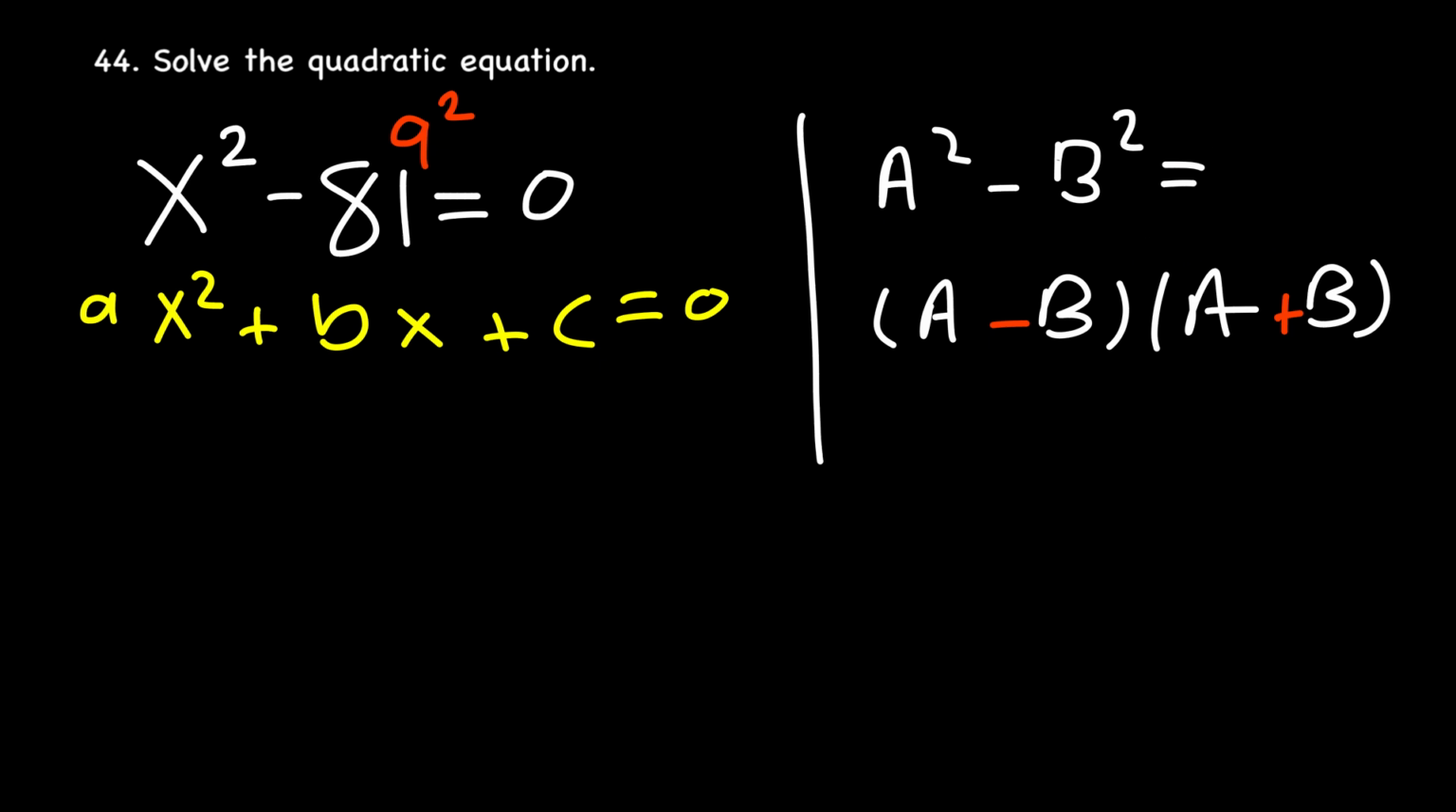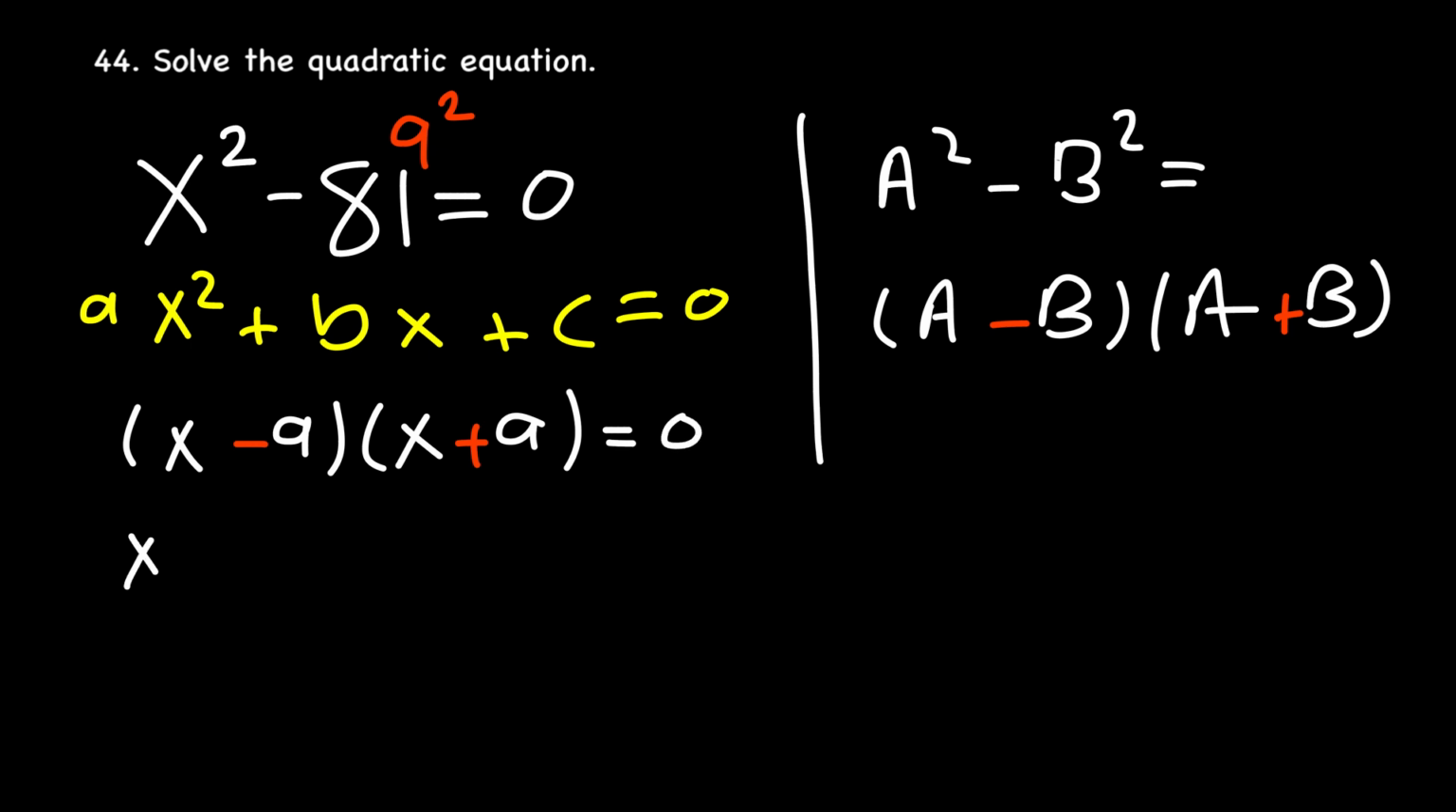So let us do it together. I will have to write parentheses x, 9, x, 9. Simply we'll have to put a minus and a plus, and this equals 0. Now simply we have to solve for x. So x minus 9 equals 0, or x plus 9 equals 0.